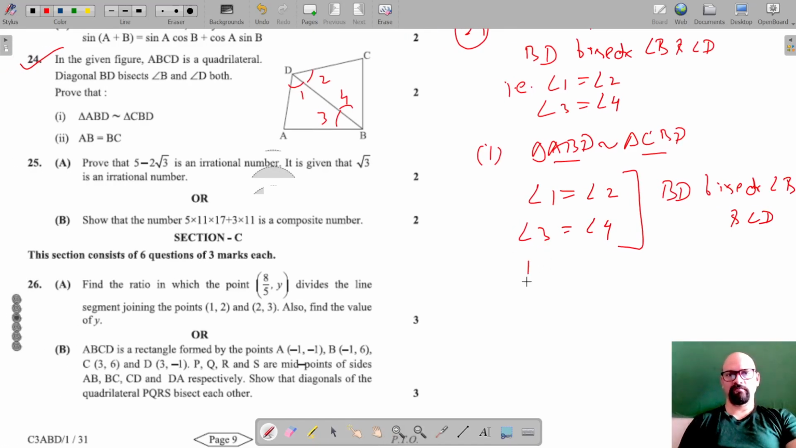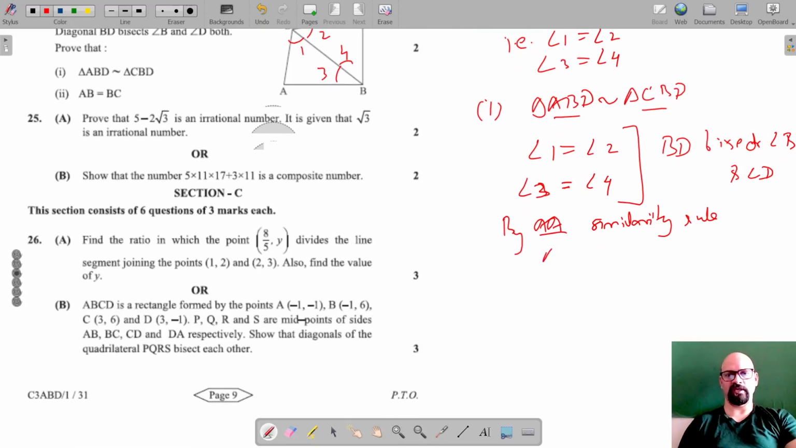So we have to prove that these are similar. We can say that by the AA rule, if two of the corresponding angles of the triangles are equal, then the triangles are similar. If two of the corresponding angles are equal, then obviously the third corresponding angles are also equal. So by AA similarity rule, we can say that triangle ABD is similar to triangle CBD.